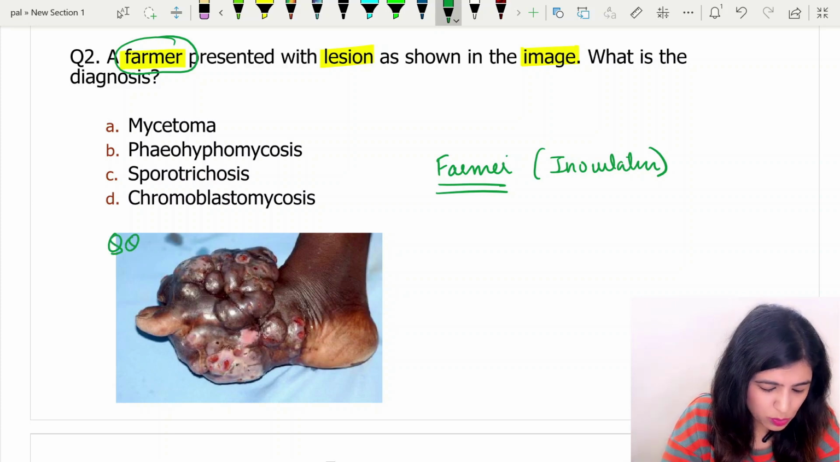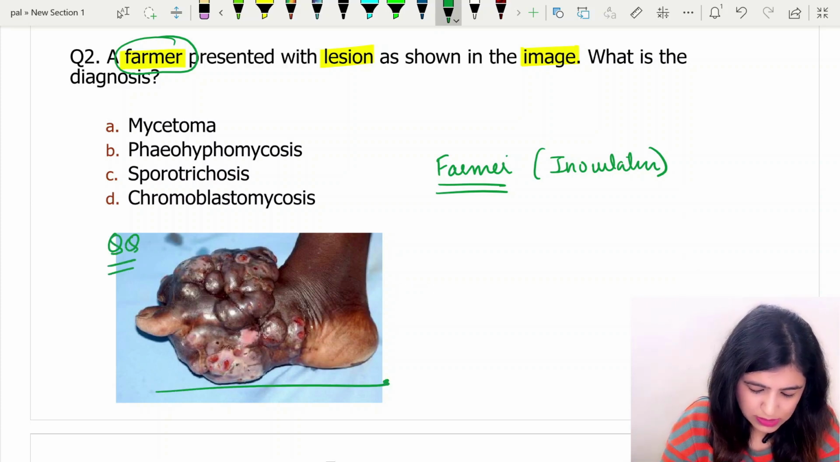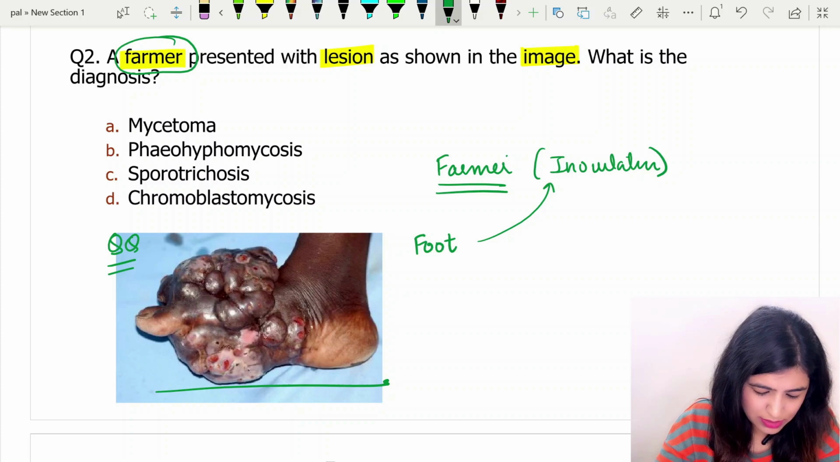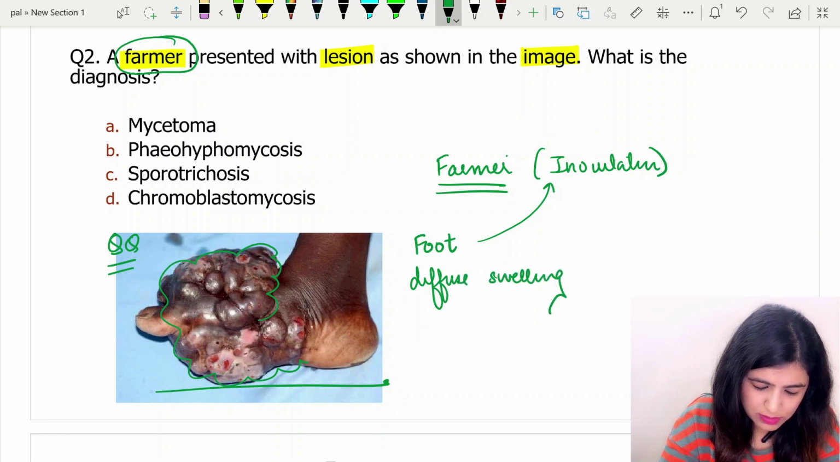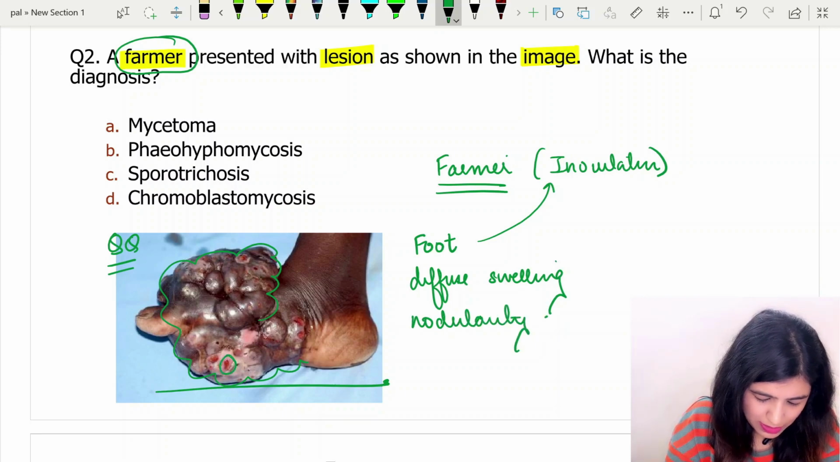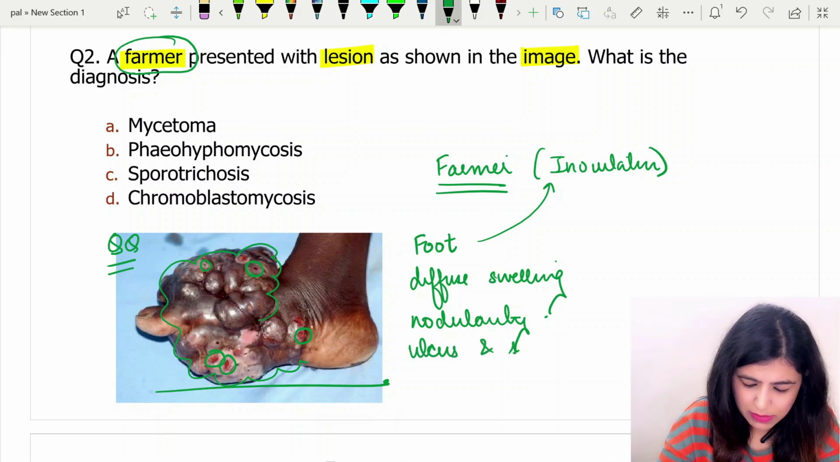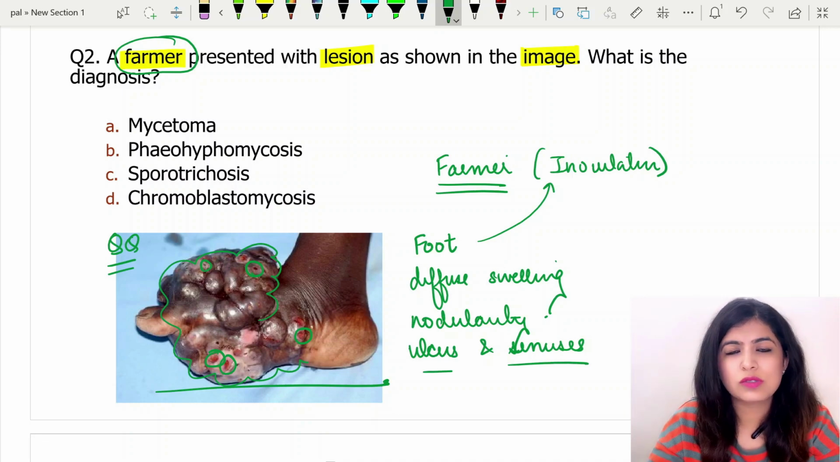Apart from that, let's look what the image is telling us. Image is telling us first and the foremost, the lesion is on the foot, again prone to inoculation. Then there is a diffuse swelling of the foot. The surface is showing nodularity. Apart from that, there are multiple ulcers and sinuses on the surface of the lesion. So you see multiple ulcers and sinuses on the surface of the lesion. So this is what we get as a hint from our picture.